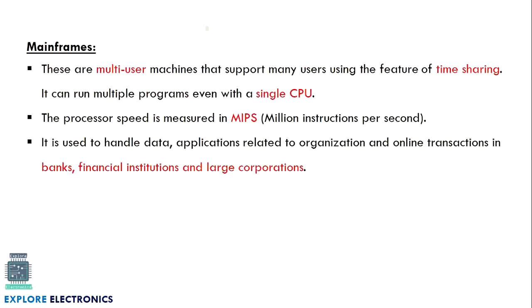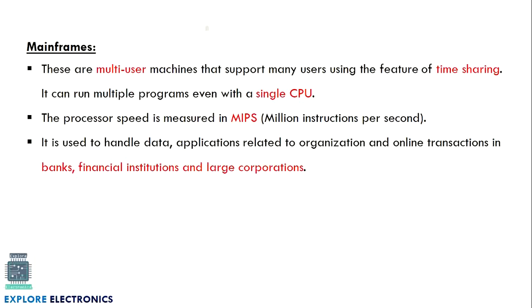Mainframes. These are multi-user computers and they can run multiple programs in a single CPU. How is it possible? This is because of time sharing. The CPU shares the time between the multiple programs, so the multiple users using it do not feel any delay, but the CPU shares the time internally. The processor speed of these mainframes is measured in MIPS, that is million instructions per second. So how many million instructions it can execute per second determines the speed of this processor.